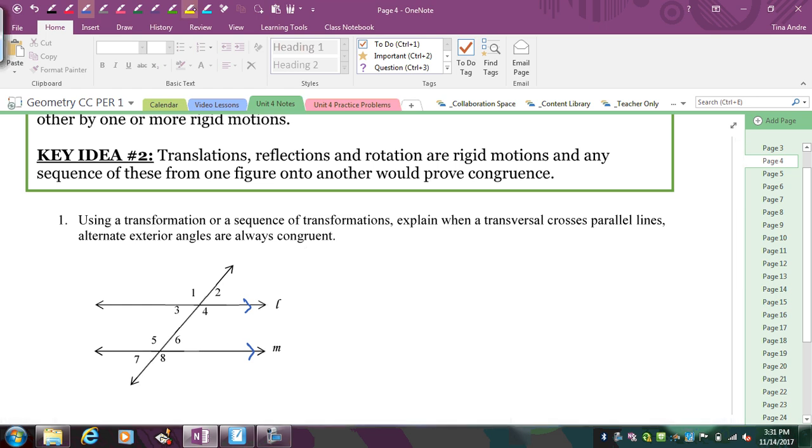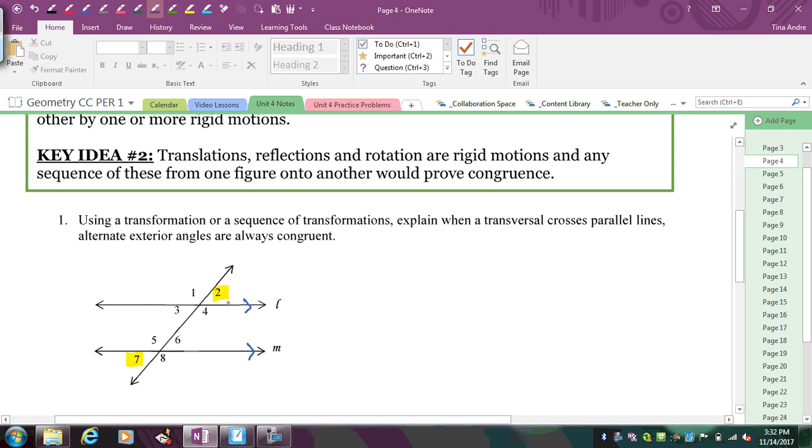Let's identify a pair of alternate exterior angles. So 2 and 7 are alternate exterior angles. What I want to do is pick one or more rigid motions that'll take angle 2 and map it onto 7. The same thing can happen from 2 to 7, and then we could do the same exact reasoning for 1 and 8, and I'll make a note of that later on. But for right now, we look at angle 2.